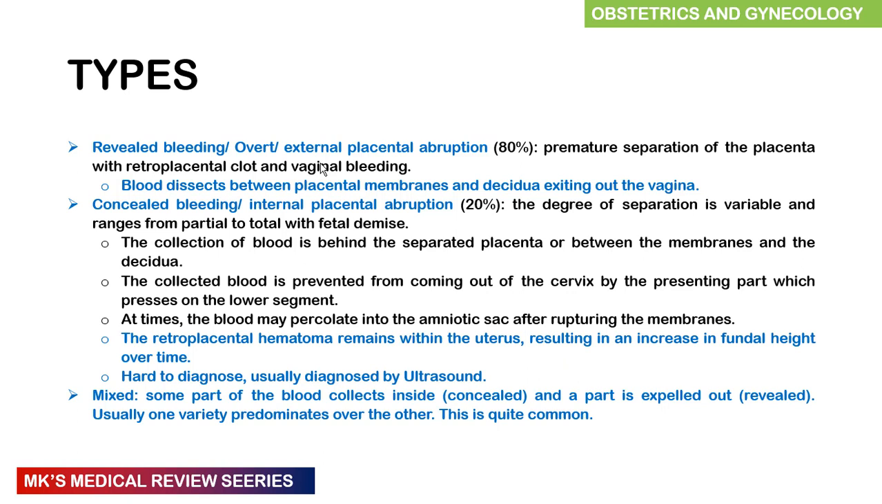Then in 20% of the cases, you may have a concealed bleeding or an internal placental abruption. So this is where you have varying degrees of separation, but the clot is hidden behind the placenta and the blood doesn't find its way outside of the vagina. So the collection of blood is going to be between the separated placenta and the membranes and the decidua. And of course, this collected blood is prevented from actually coming out through the cervix by the presenting part, which presses on the lower segment. And at times, the blood may actually move into the amniotic sac, such that when you rupture the membranes, you're going to get this characteristic color of the amniotic fluid.